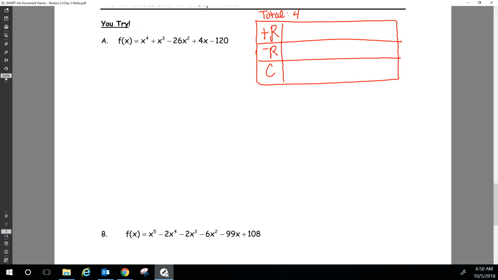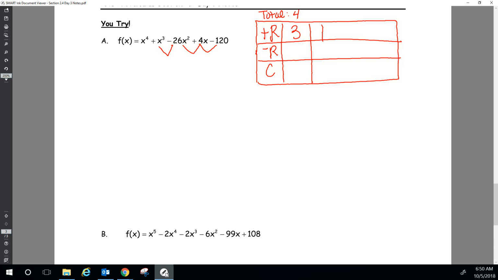All right, and from the day before yesterday, we had Descartes' rule of signs that said if you want to know the number of positive real zeros, look at f of x and see how many times it changes signs. So we change signs once, twice, 3 times: positive to negative, negative to positive, positive back to negative. So I could have 3 positive real zeros or 1.